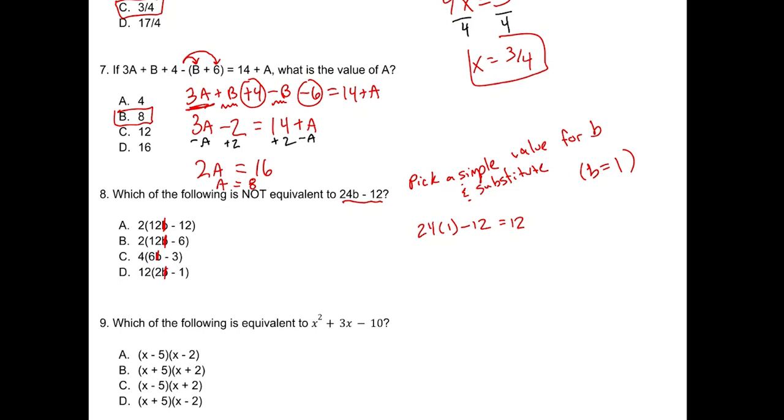Okay, so 12 minus 12 is 0. 0 times 2 is 0. So it looks like our answer is probably going to be A, right away. But let's check the rest. 12 minus 6 is 6. 6 times 2 is 12. Okay. 6 minus 3 is 3. 3 times 4 is 12. 2 minus 1 is 1, and 1 times 12 is 12. So the only one that doesn't equal is A, and so that's going to be our answer.